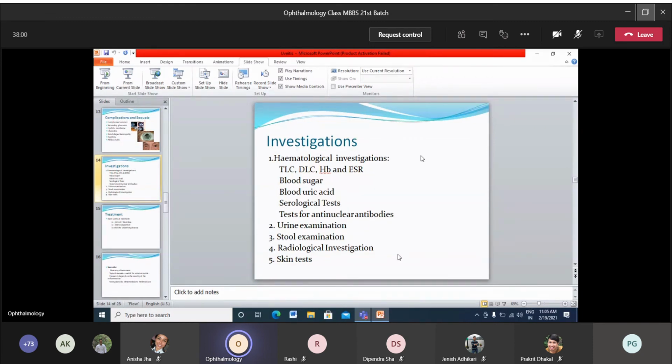x-ray, and sometimes even x-ray of the sacroiliac or the lumbar spine to look for any other problem there, and skin tests, especially the Mantoux test to rule out tuberculosis. So basic investigations like these should be sent for, and treatment should be started right away.